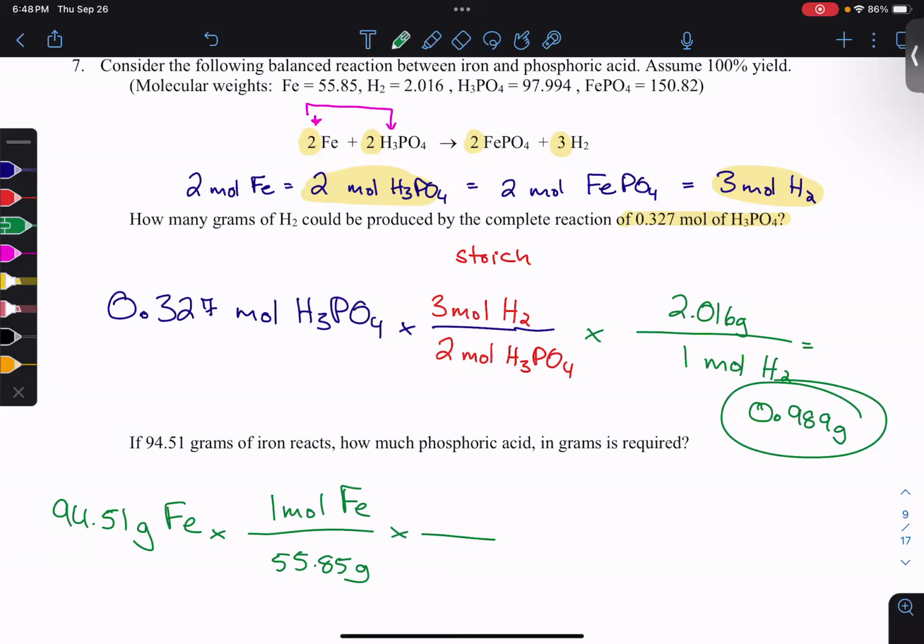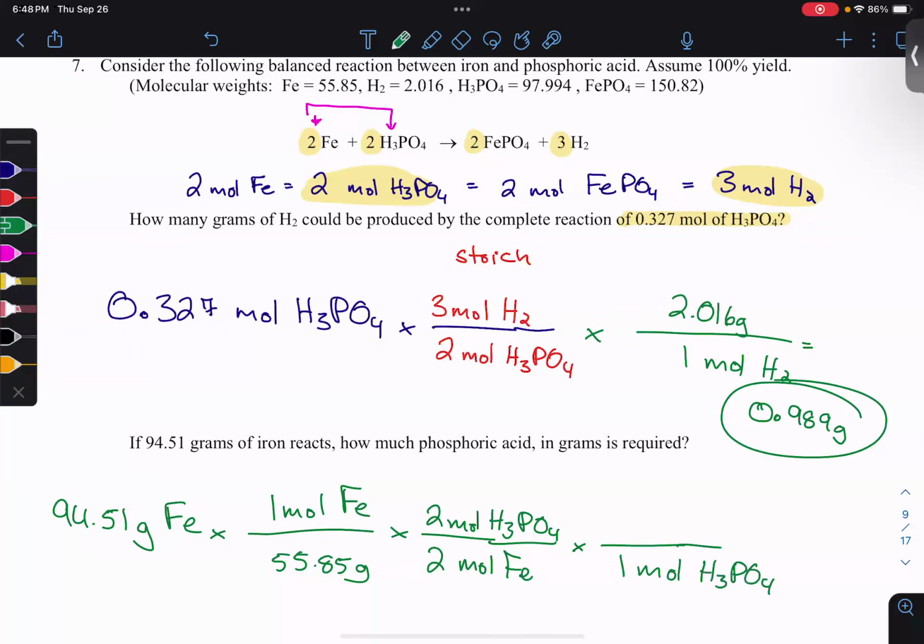Now you do stoichiometry. What is the ratio? 2 to 2, or 1 to 1, but I'm still gonna write it. So 2 moles of iron react with 2 moles of H3PO4. I'm not gonna skip this step, even though it's 2 to 2 or 1 to 1, okay? If we were done, we'd be in moles of phosphoric acid, but we want grams of phosphoric acid, so we're gonna use the molar mass of phosphoric acid. So 1 mole of phosphoric acid weighs, it's given in the problem, 97.99 grams. All right, and there's your answer.